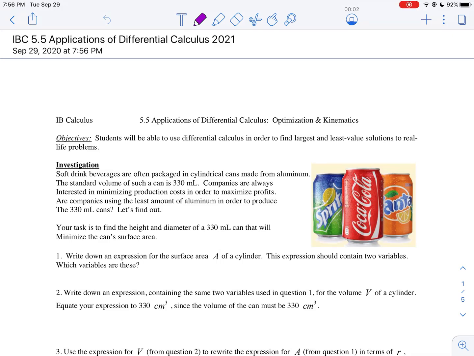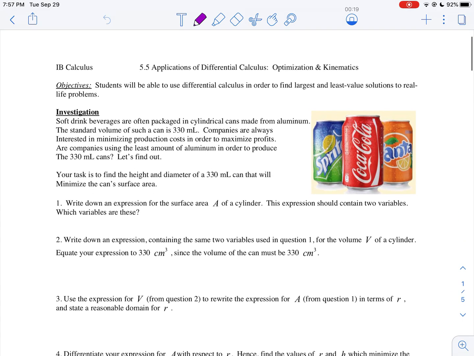This is 5.5, Applications of Differential Calculus, Optimization and Kinematics. The objective: students will be able to use differential calculus in order to find largest and least value solutions to real-life problems. All right, so we're going to start with a little investigation together.